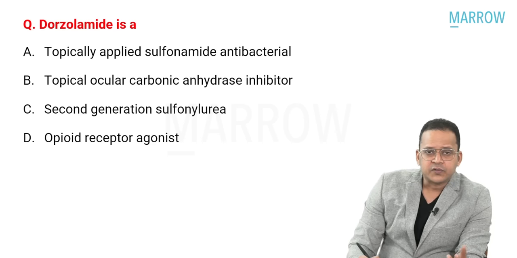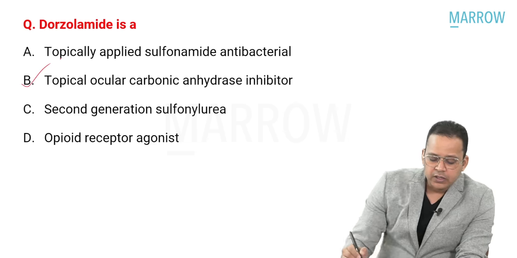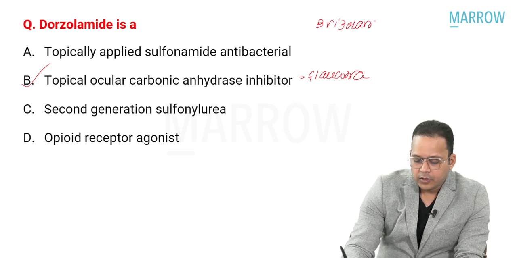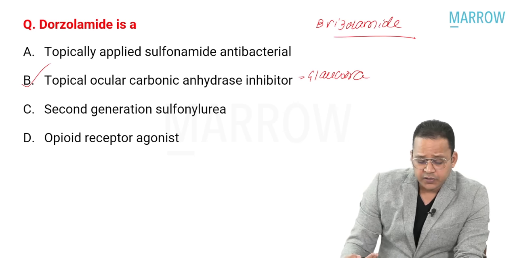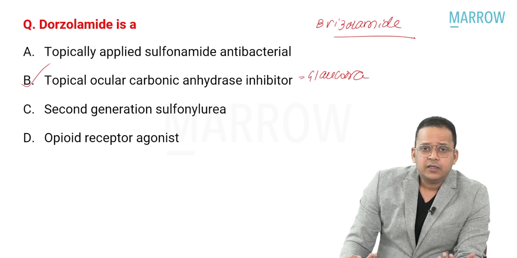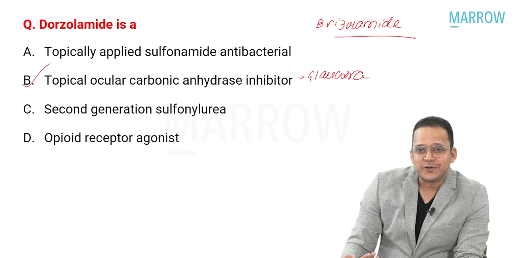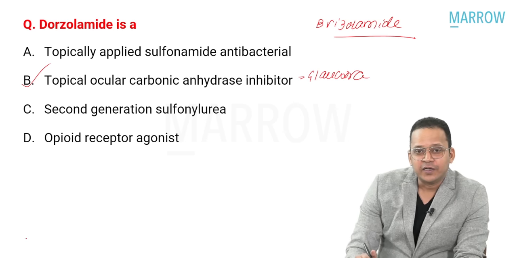Now, dorzolamide is what, guys? Now, this is a very simple MCQ. Dorzolamide is a topical ocular carbonic anhydrase inhibitor which is used for treatment of glaucoma. Right, so dorzolamide and brinzolamide, these are topical carbonic anhydrase inhibitors which are used in glaucoma. I have no rating for this MCQ even. It is such an easy MCQ, right? So it is kind of an MCQ that is asked in your second year UG exams, right?